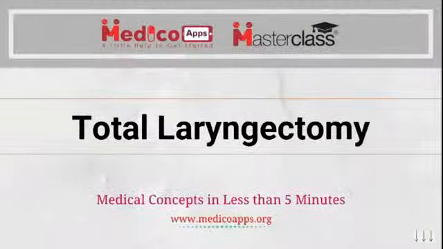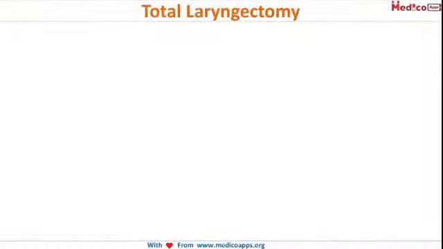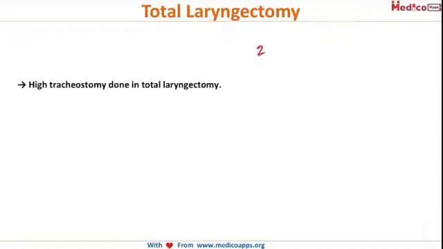Now the surgery of choice that we do is the total laryngectomy. Okay, so what is this? Here, a high tracheostomy is done in total laryngectomy. So usually, tracheostomy is done between second, third tracheal rings. Okay, when I say high tracheostomy, it is done between first and second tracheal rings.